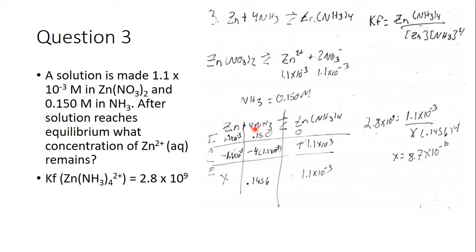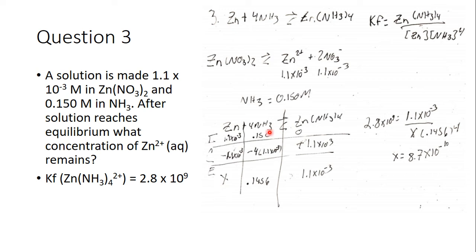So NH3, there was a 4 in front of it, so I have to do minus 4 times 1.1 times 10 to the minus 3. My zinc NH3 is plus, so plus 1.1 times 10 to the minus 3. At equilibrium, this is also different. Normally, I've been telling you that the ice table is a ledger. Whatever C is will give you E. So if we were to do that, I minus C is 0. However, like I said, you won't have 100% of your zinc be gone in this reaction. You're going to have a very small amount of zinc left.